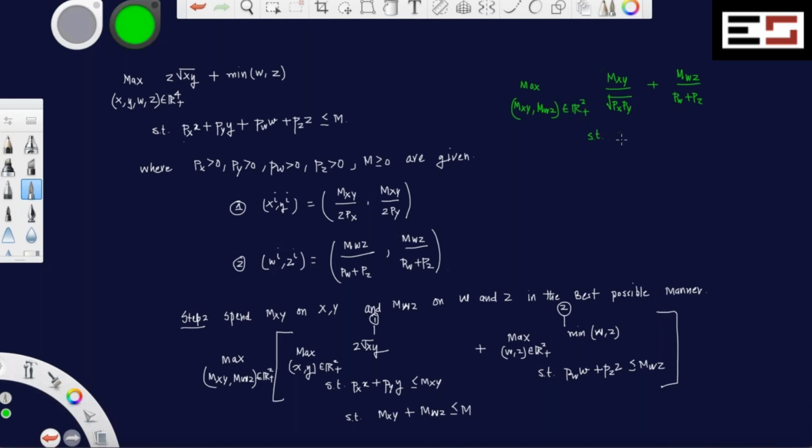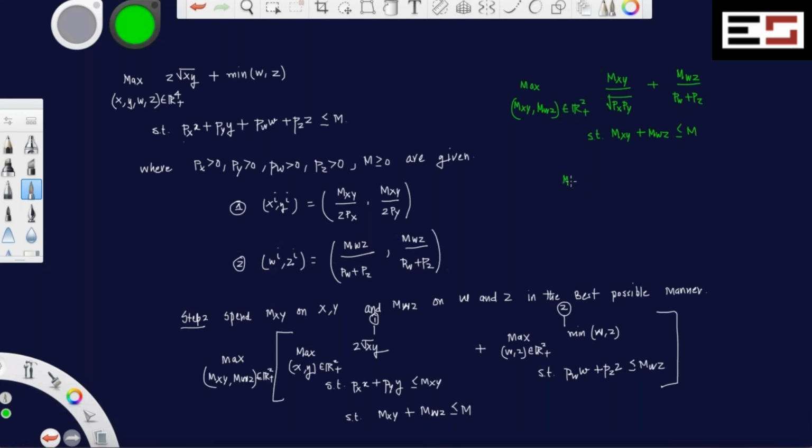Your constraint is mxy plus mwz is less than or equal to m. Okay, so notice that now again it's a two variable problem, because you're just choosing these two and these are given, so these are like constants. Okay, and you're just simply solving this two variable optimization problem where the objective is linear in mxy and mwz, and this is your constraint. Okay, so this is again straightforward. You can actually solve for mxy and mwz now.